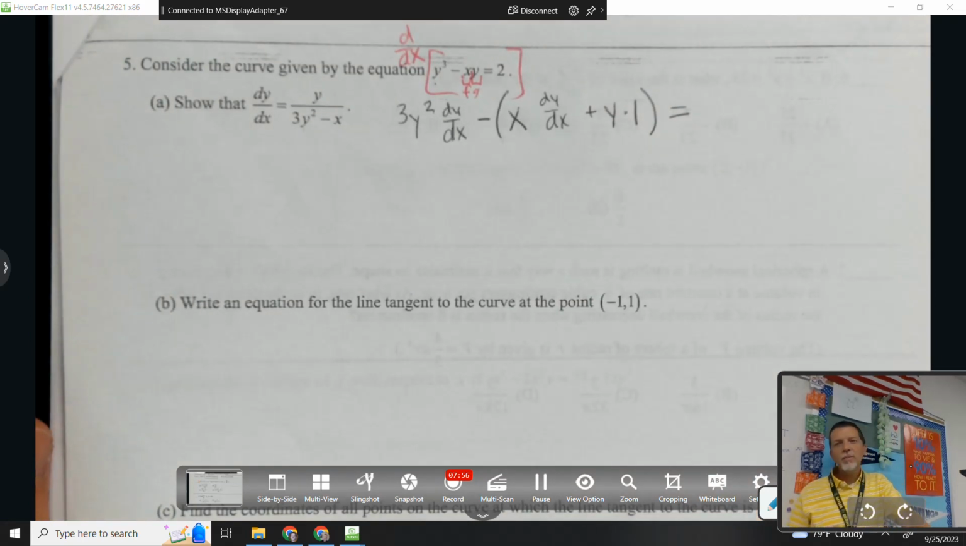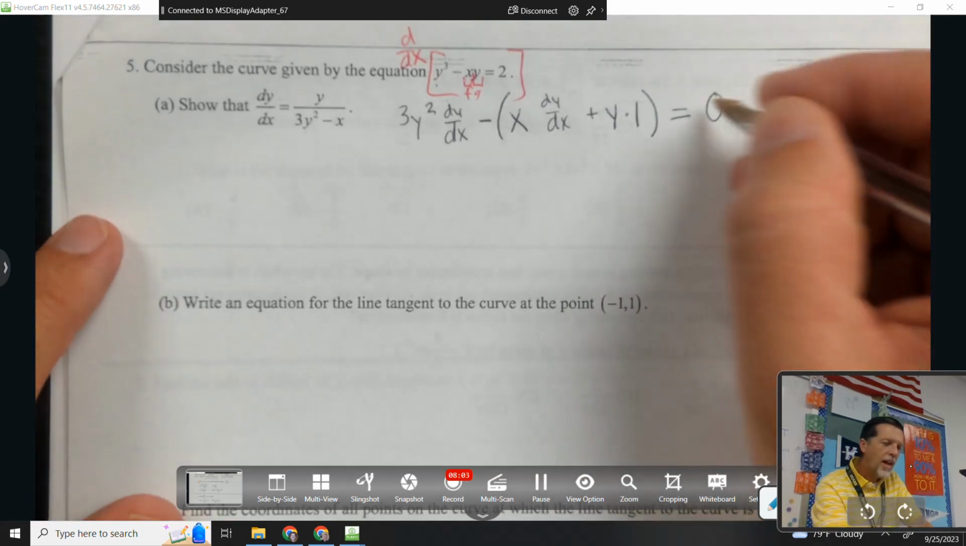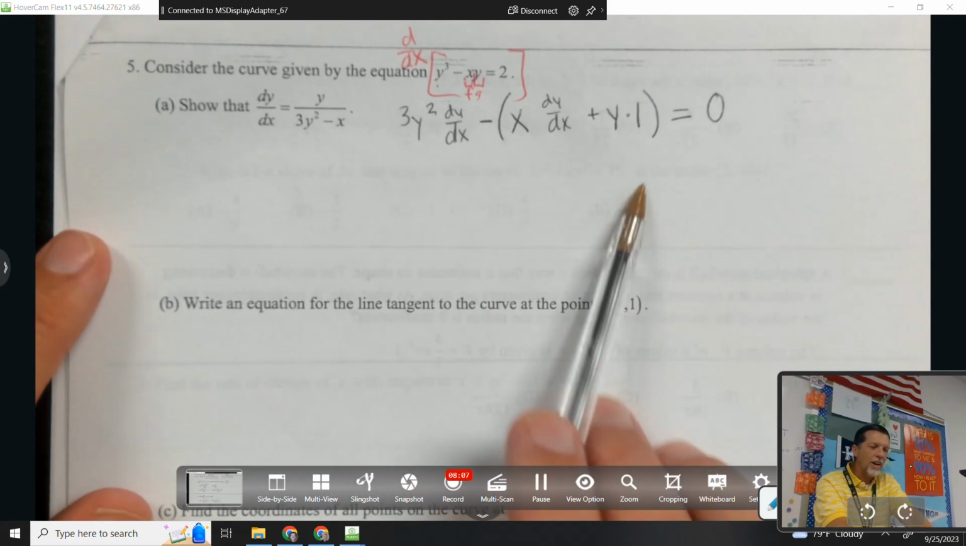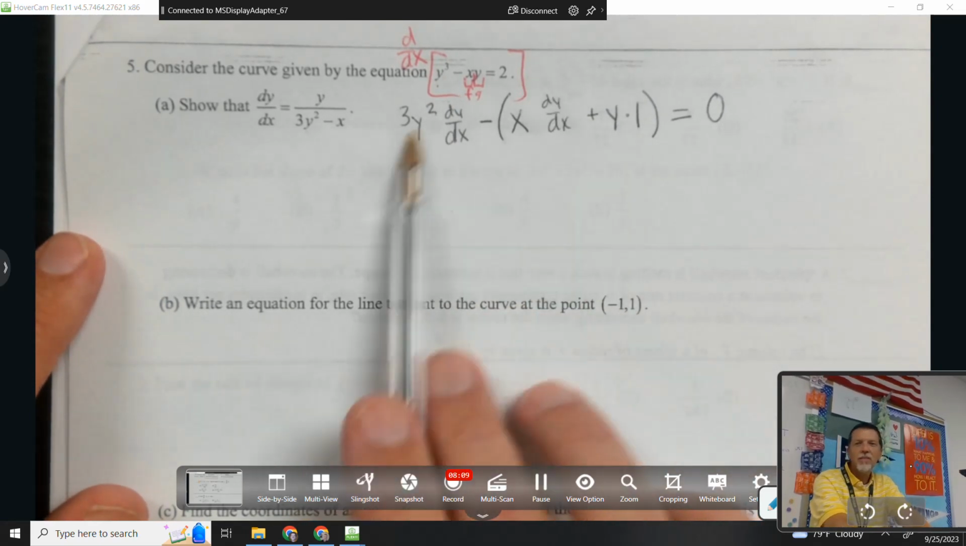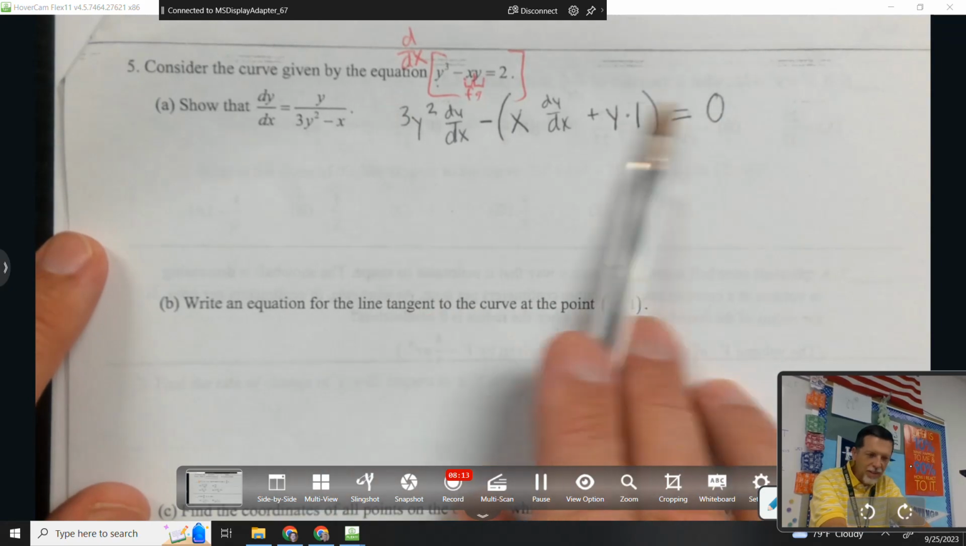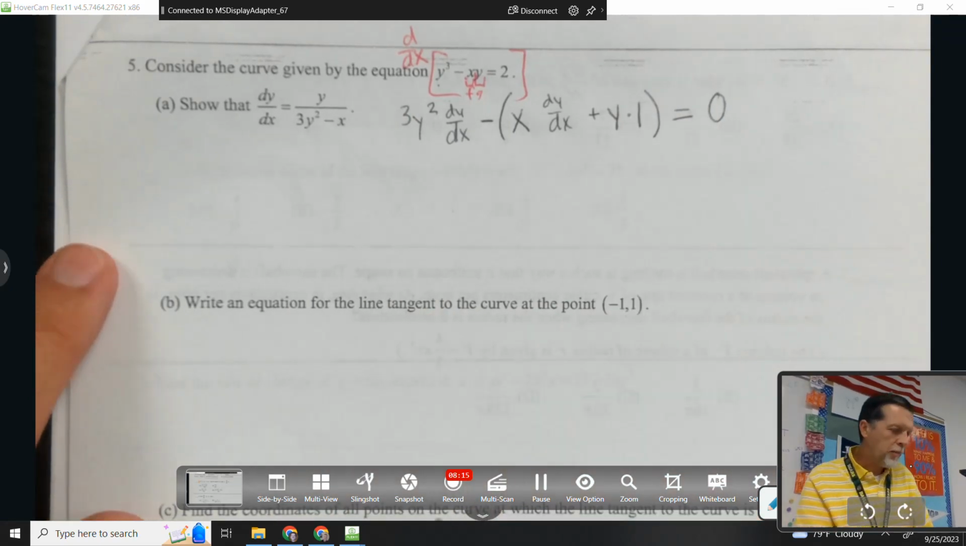And then a fun spot for students to mess up. What's the derivative of 2? 0. I don't think it's that they don't know the derivative of 2. I think that they get so tired or excited or whatever that they got this part right that they just write down 2 over there instead of thinking about take the derivative of everything.